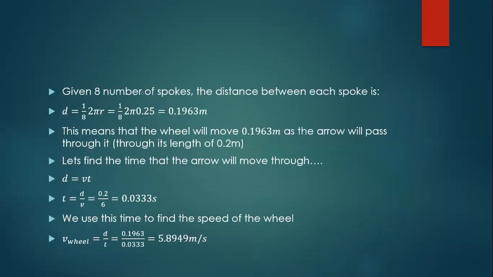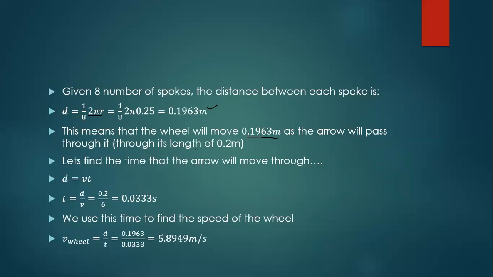So let's look at the solutions then. The solution is that, first of all, we need to find the distance between the two spokes. We have 8 spokes, so the distance between the spokes is 1/8 multiplied by 2 pi radius. This is the formula for calculating the circumference. If we divide it by 8, then we can know the distance between one spoke and the other, and this gives us our distance. So for one spoke to move to the position of the other spoke, it will move this particular distance. So this is the distance between the two spokes.